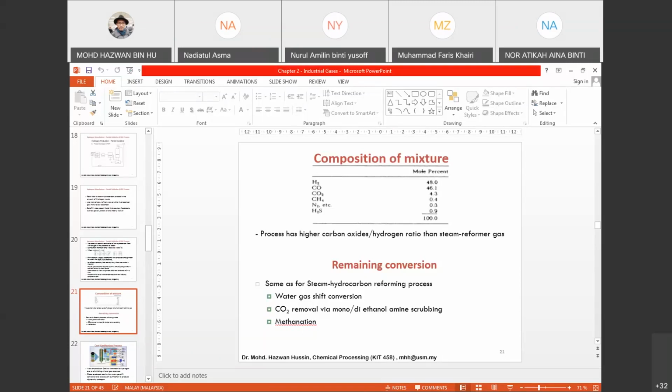Okay. So, Amilin, what would be your suggestion to increase the percentage of hydrogen from the partial oxidation process? What would be the idea, or what would be the strategies that you think would be efficient? I'm not so sure, Doctor.